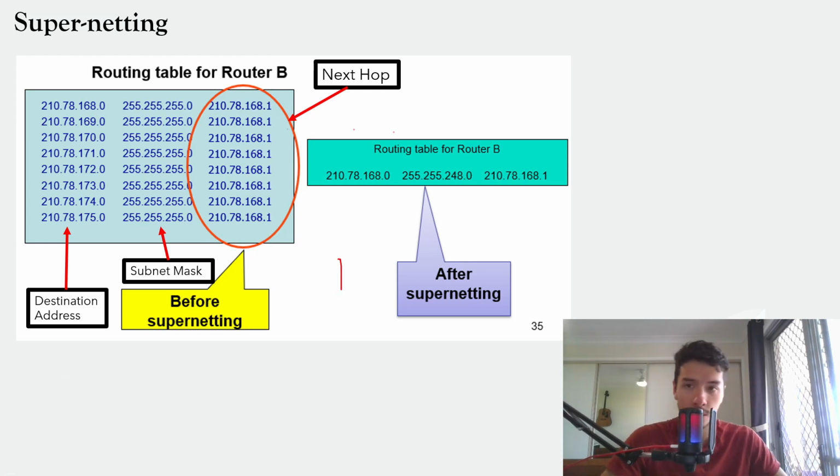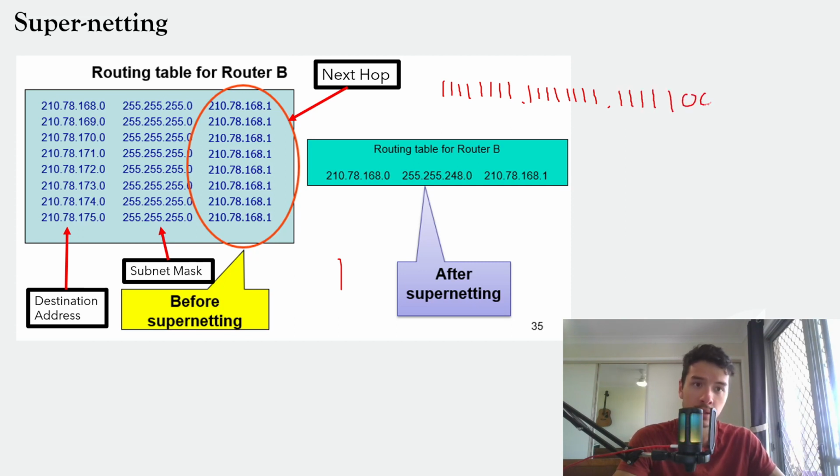Okay, so for example, I did it before, but if you look here, let's say the subnet mask is 1, 2, 3, 4, 5, 6, 7, 8, 1, 2, 3, 4, 5, 6, 7, 8, 1, 2, 3, 4, 5, 6, 7, 8, and then you've got your 0. We already know that that's going to be 0, so don't worry about that.